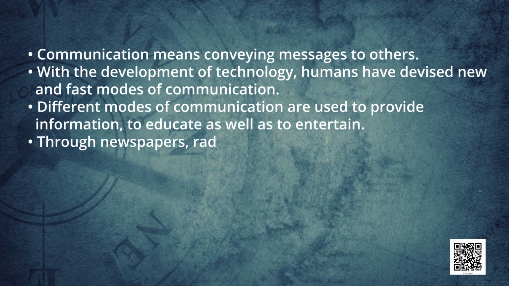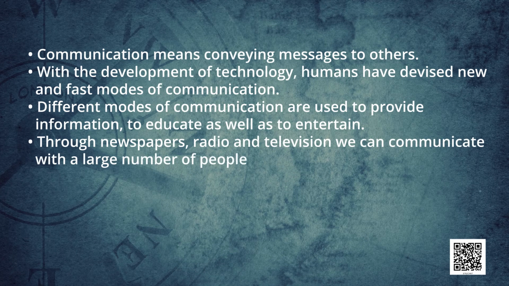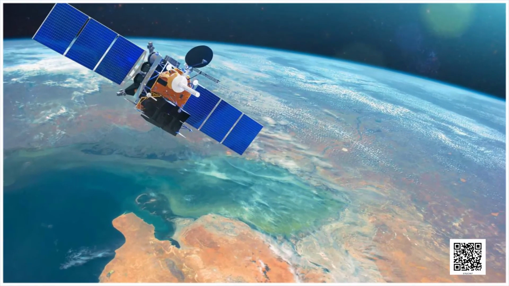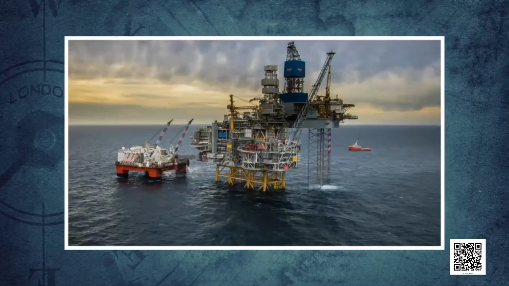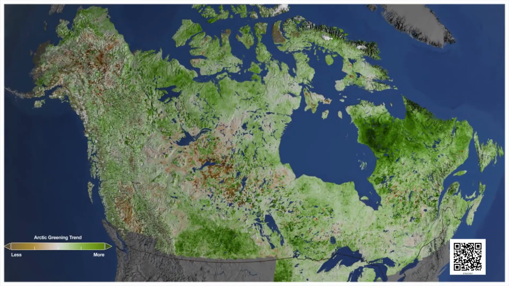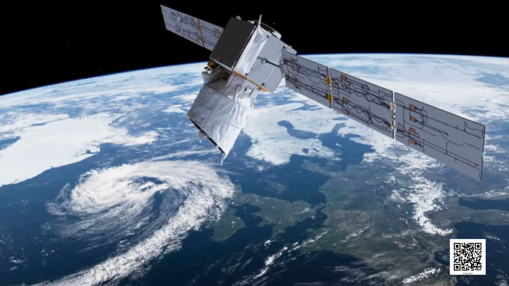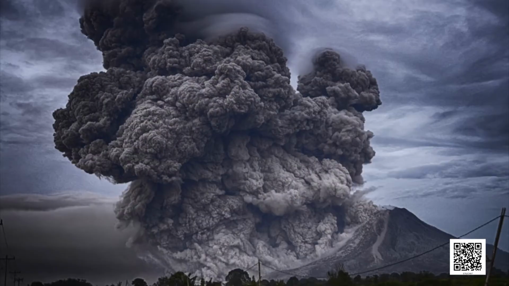Through newspapers, radio and television, we can communicate with a larger number of people. They are therefore called mass media. The satellites have made communication even faster. Satellites have helped in oil exploration, survey of forest, underground water, mineral wealth, weather forecast, and disaster warning.